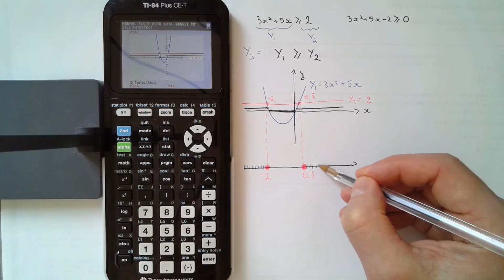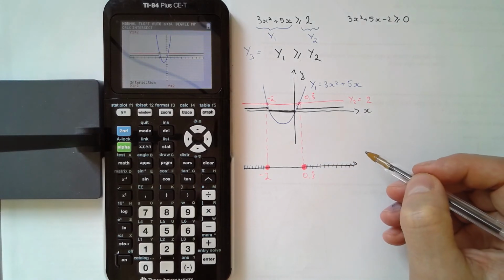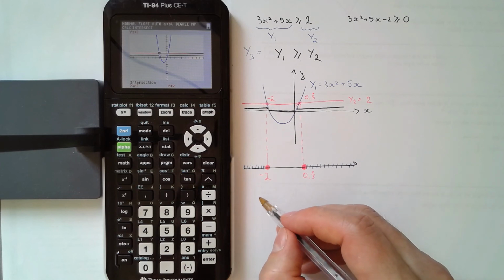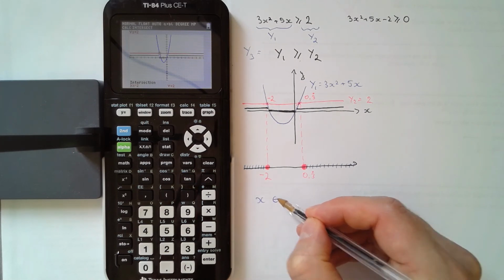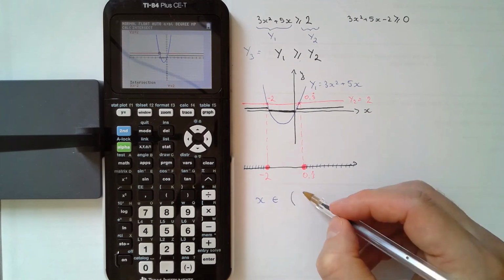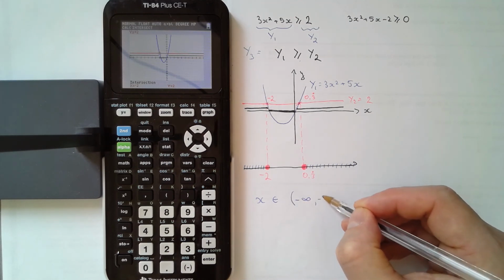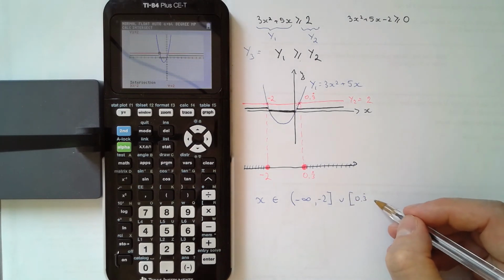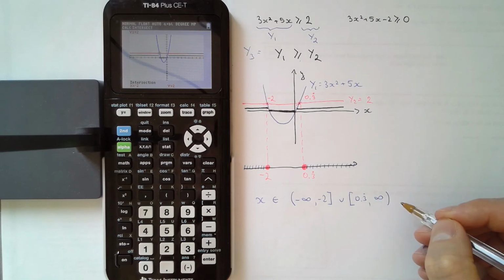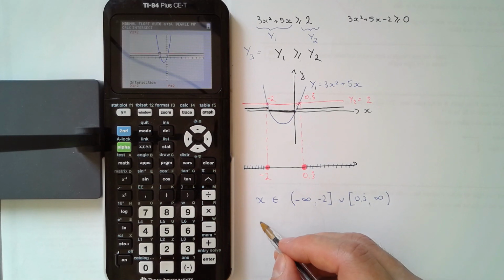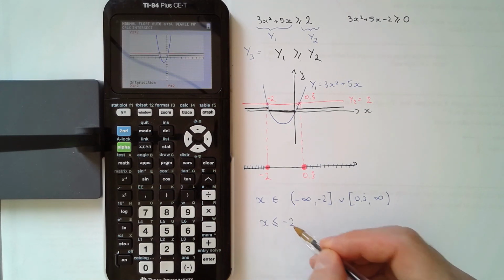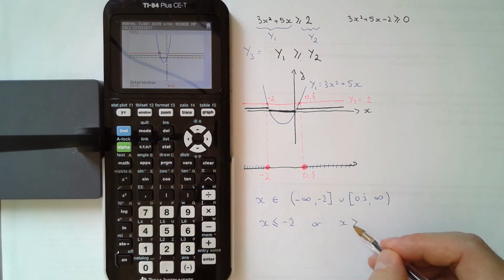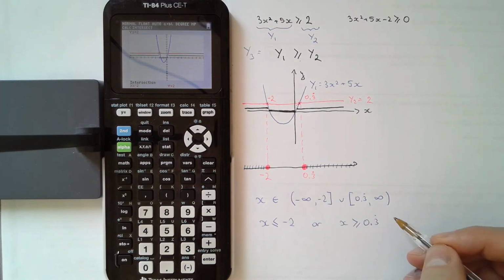So I can write my answer that x is a member of, and I can actually write the intervals, union. Right. Well, alternatively, you can just write that x needs to be less than or equal to -2, or x needs to be greater or equal to 0.3 repeating, 1/3. Well, so that's how we're solving inequalities using the calculator. There's another way of doing this on my PowerPoint presentation.